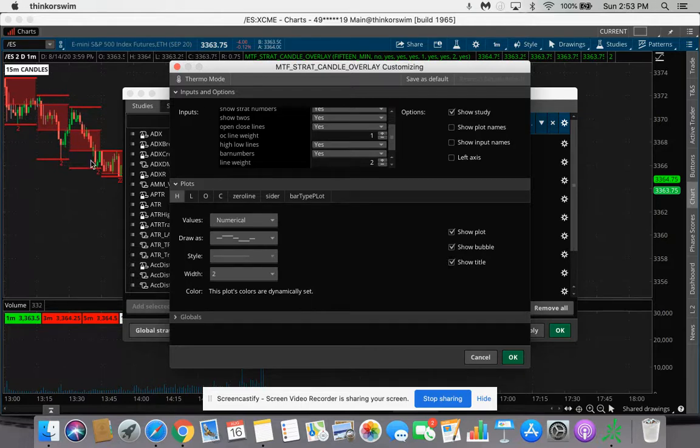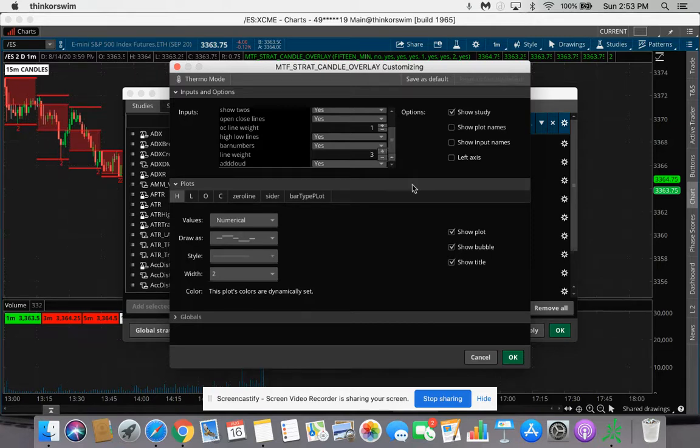Yes, that's the high and the low lines. So again, this is the high, this is the low of the 15-minute candle that has been overlaid over these 1-minute bars. And then the body of the candle is represented by the cloud, the opaque shaded area. There's bar numbers again, and add cloud, yes. And then line weight here, that's for the open close lines.